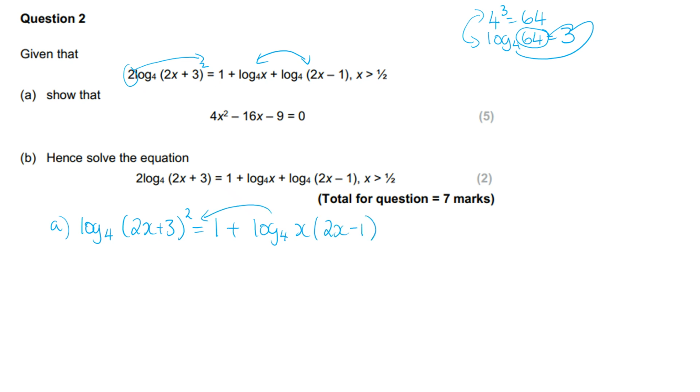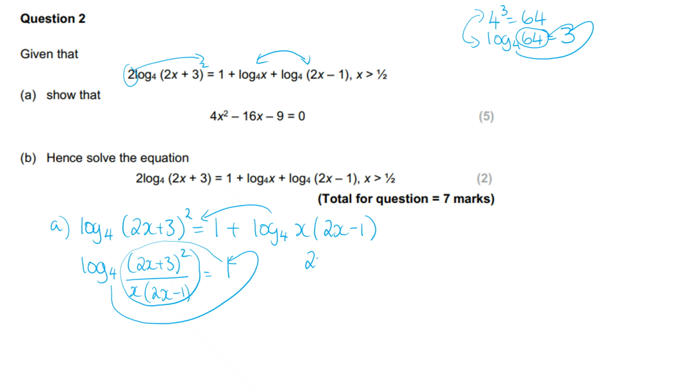Take that to the other side and it'll be a take away, so you'll have two logs being taken away, and that will be a division. So log to base 4 of (2x plus 3) all squared, all over x into (2x minus 1), is equal to 1. Then it's one log, all that algebra, and then the 1. So 4 to the power 1 is equal to all of that algebra, and 4 to the 1 is 4.